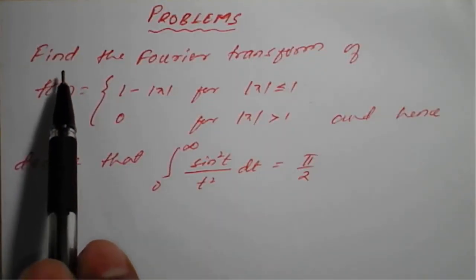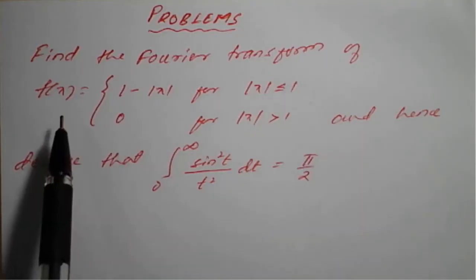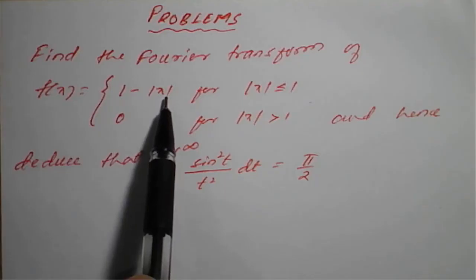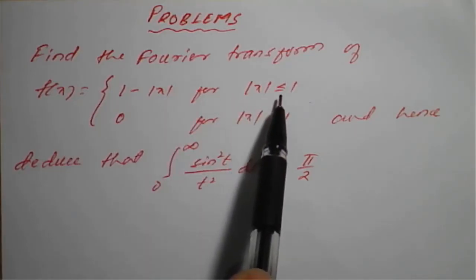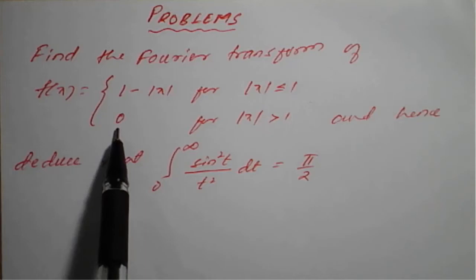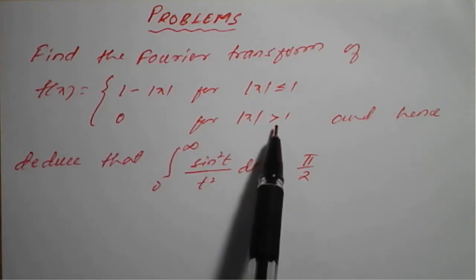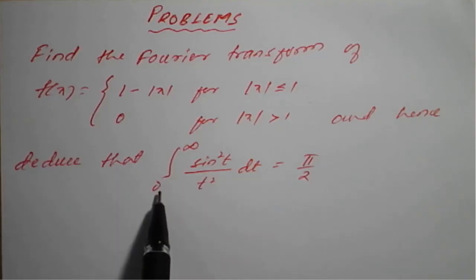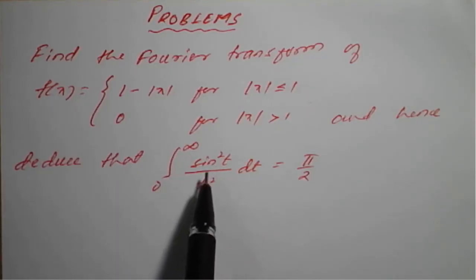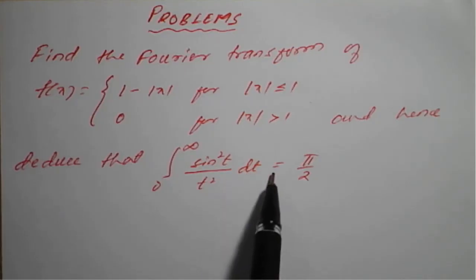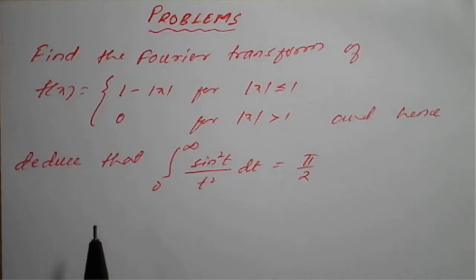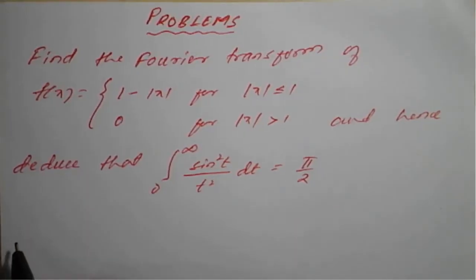The problem is: find the Fourier transform of f(x) = 1 - |x| for |x| less than or equal to 1, 0 for |x| strictly greater than 1, and hence deduce that the integral over 0 to infinity of sin^2 t / t^2 dt is equal to pi/2. So this is the given question and we need to find a Fourier transform now. The solution.